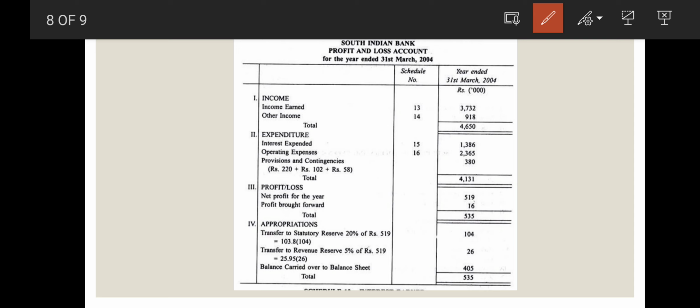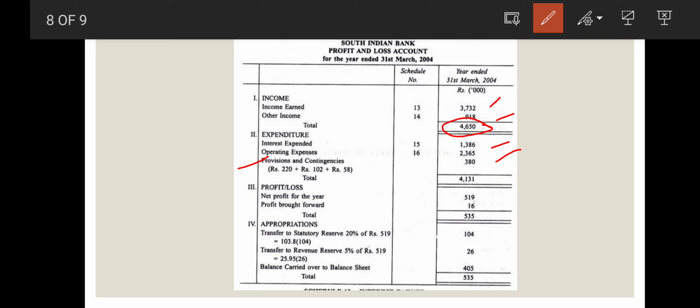The South Indian Bank profit and loss account. The first is the income. Schedule 13, 3732, and other income 980, Schedule 14. We add the values, 4615. Next is number 2, expenditure. Interest expended 1386. Operating expenses 2365. Next we find out the provision and contingency.